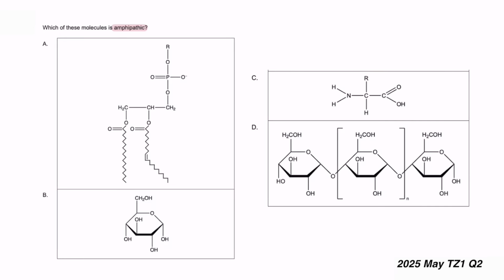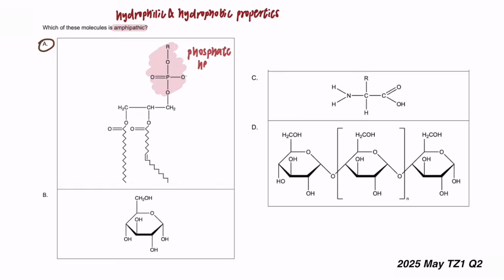Amphipathic property means a structure possesses both hydrophilic and hydrophobic properties. This is a specific feature for phospholipid. This is the phosphate head, and it is hydrophilic because it has charge. These two are fatty acid tails, and they are hydrophobic.